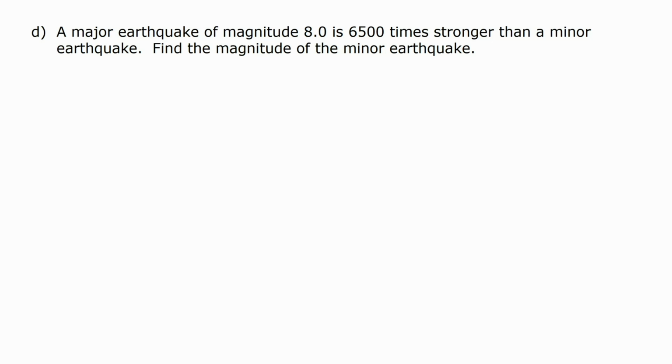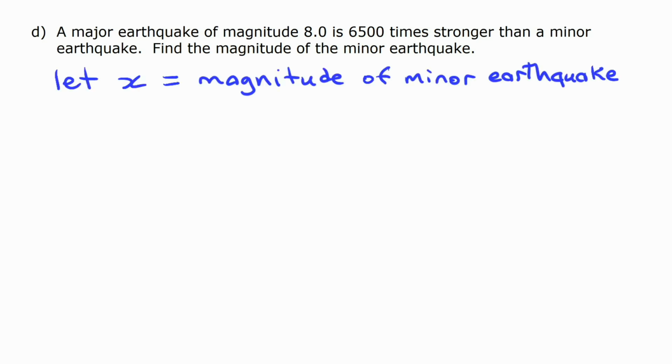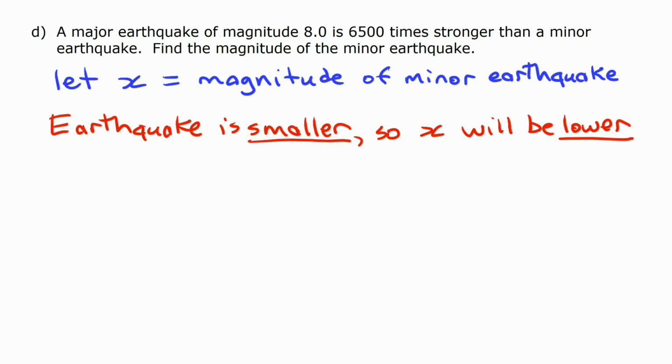So here we're thinking about kind of working in reverse. Here we have a major earthquake of magnitude 8, but we're saying it's 6,500 times stronger than a smaller earthquake. How can you find the magnitude of the smaller earthquake? Well, what I'm going to do here is use a variable to represent the magnitude of that smaller earthquake. And I say again, it's smaller, so let's recognize that x will be lower than 8. Just in case you set it up wrong, you need to know what you're looking for.